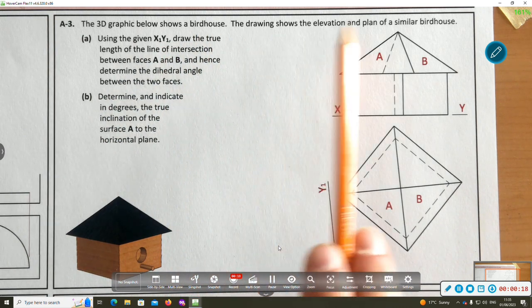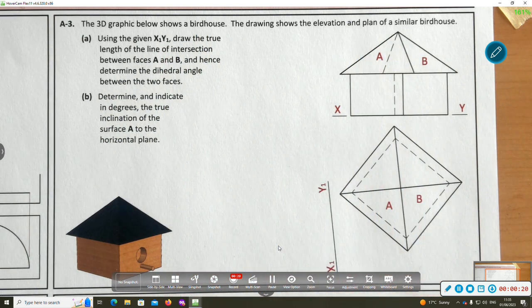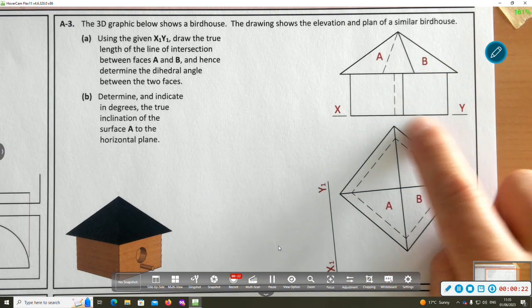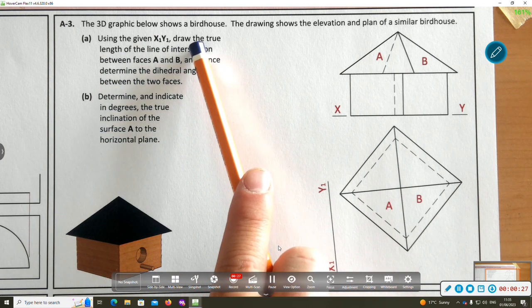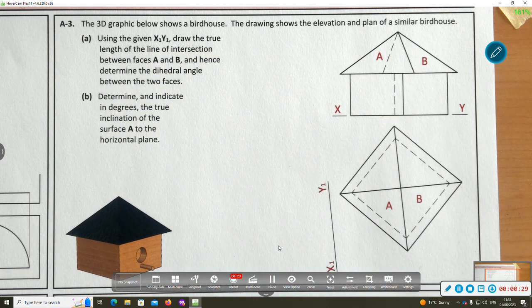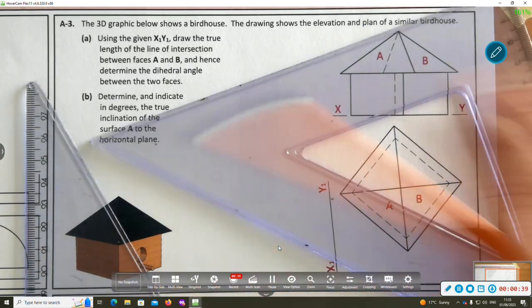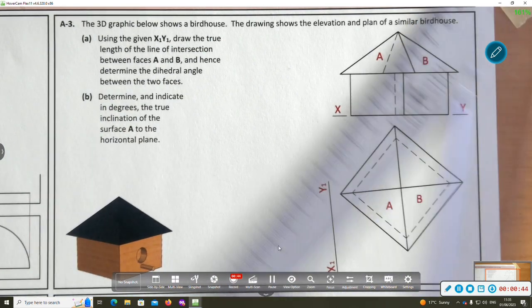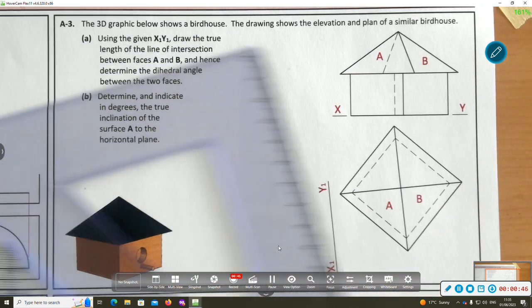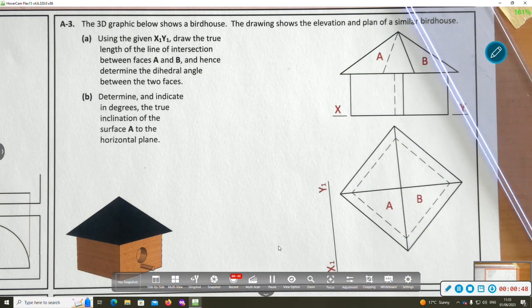The drawing shows the elevation and plan of a similar birdhouse, and you can see the plan is inclined to the vertical plane. Okay, using the given x1, y1 line, draw the true length of the line of intersection between surfaces A and B, and hence determine the dihedral angle between the two faces A and B.